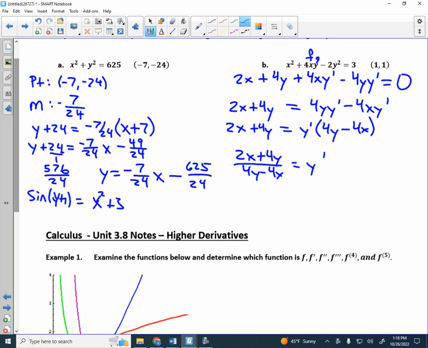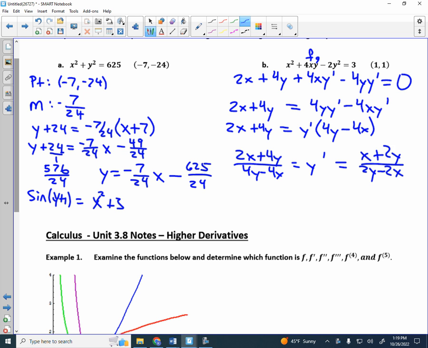You could take a 2 out of the top and the bottom. Everything's divisible by 2, agreed? So I could write this as x plus 2y over 2y minus 2x. So I have my point, which is (1, 1). I need to come up with the slope. How are we going to come up with the slope?